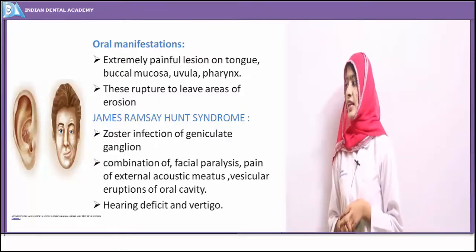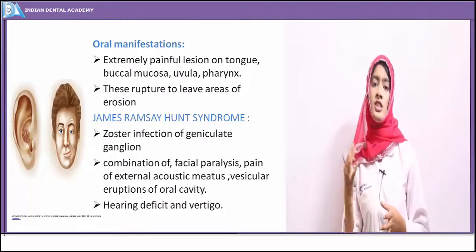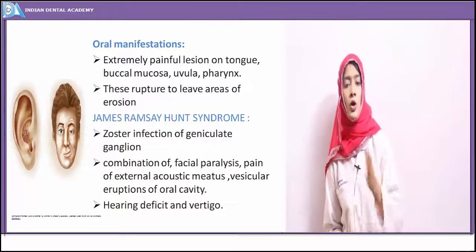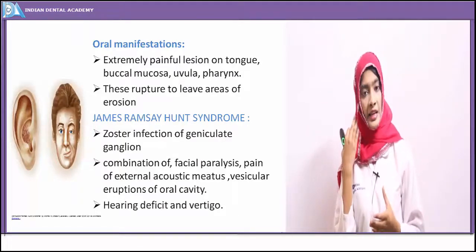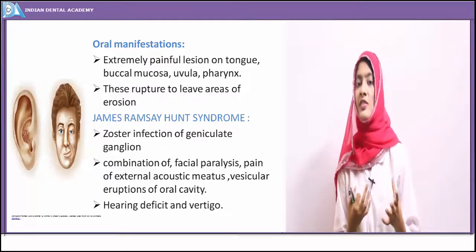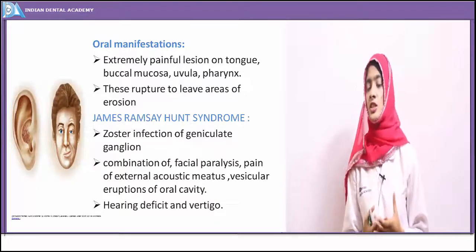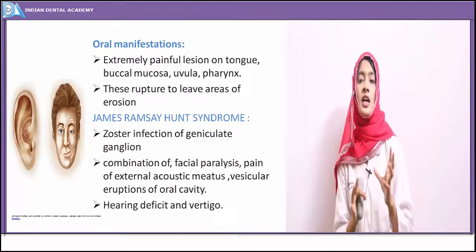There is a characteristic association of this zoster infection of the geniculate ganglion: along with the presentation of vesicles, you can see characteristic pain in the ear and facial paralysis in the individual infected by the herpes zoster infection. That is nothing but the James Ramsay Hunt syndrome, or the James Hunt syndrome.